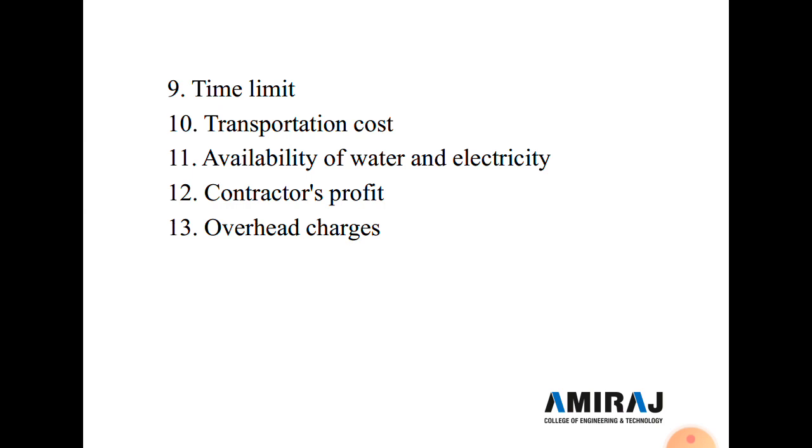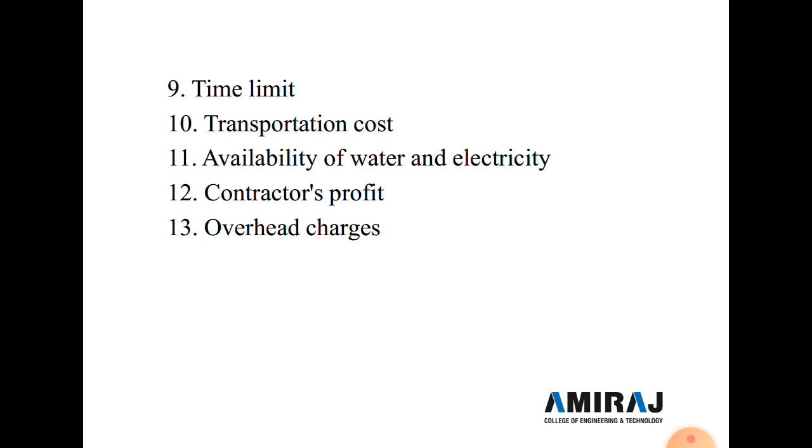And 11th is the availability of water and electricity. For almost all the items of the construction, water is required. To run a mixer machine, vibrator, driller machine, and reinforcement bar cutter, electricity is required. So in this type of machinery used, water and electricity are compulsorily required.